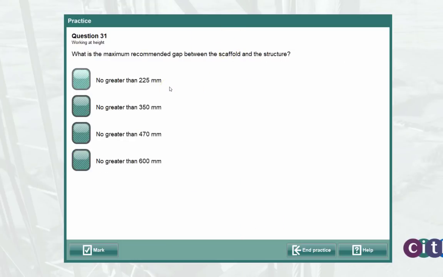What is the maximum recommended gap between the scaffold and the structure? No greater than 225 millimeters. No greater than 350 millimeters. No greater than 470 millimeters. No greater than 600 millimeters.